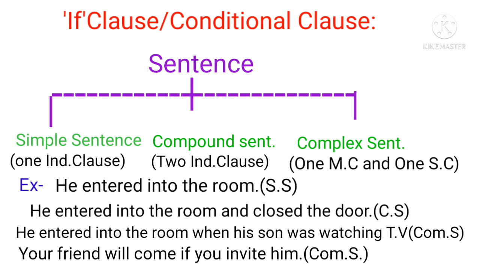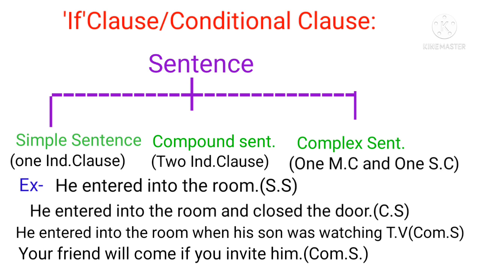Your friend will come if you invite him. This is complex sentence. Your friend will come, that is main clause. If you invite him, that is subordinate clause. It keeps condition, that is called as a conditional clause or if clause. If is used as a subordinator or subordinating conjunction in the subordinate clause.